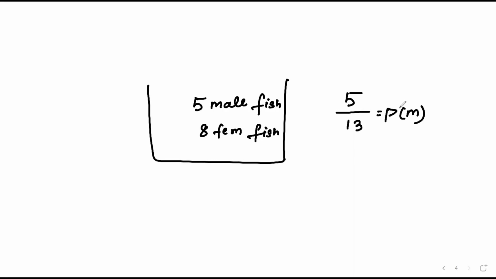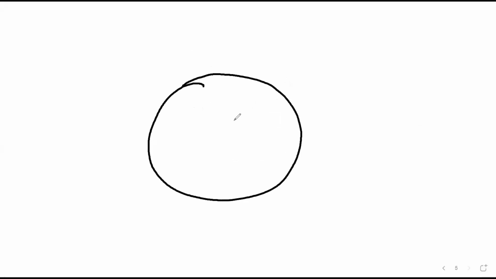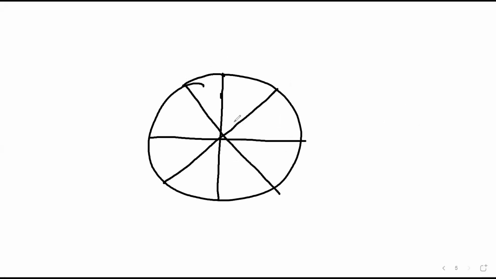Now the next one: a game of chance consists of spinning an arrow which comes to rest pointing at one of the numbers 1, 2, 3, 4, 5, 6, 7, 8 as shown in the figure, and these are equally likely outcomes. What is the probability that it will point at 8? So a game of chance is there, and this is how a circle is spinning. Here we are having the numbers 1, 2, 3, 4, 5, 6, 7, and 8.